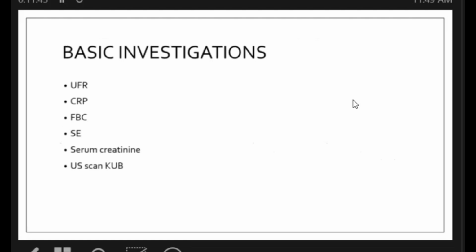The basic investigations are urine full report, CRP, full blood count, serum electrolytes, and creatinine, especially in complicated urinary tract infection, which ends up with these complications. Even some of the patients need imaging, but not all the patients. In uncomplicated urinary tract infection, you don't need all these things, just treat.